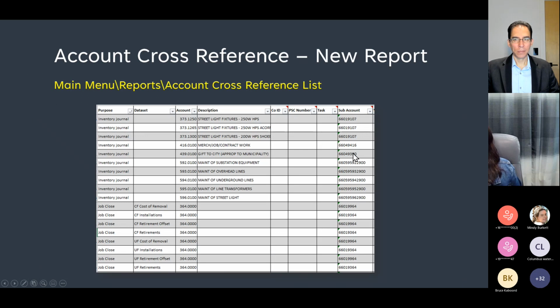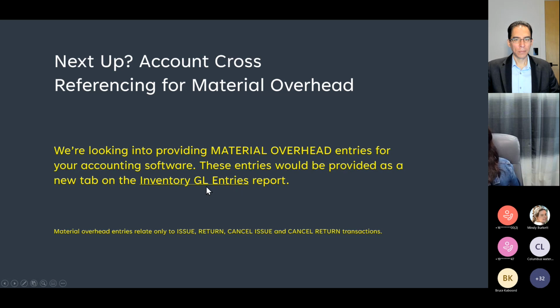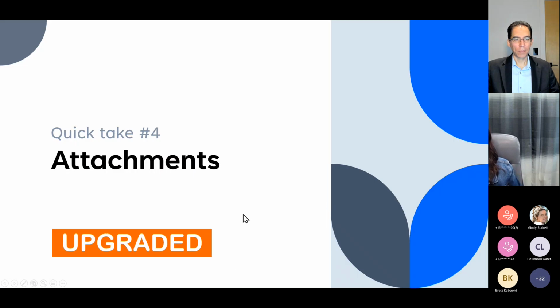And then there's a report that goes along with that, a new report. Next thing that we are working on there is to be able to automate your monthly journal entries to record your material overhead on all the inventory issued, less returned throughout the month. So you don't have to do that manually.